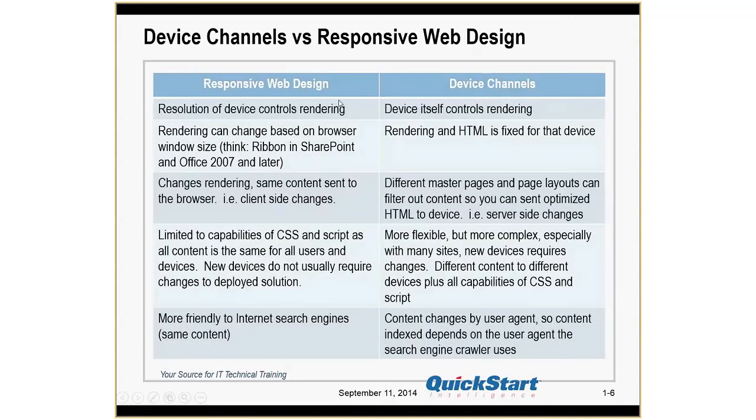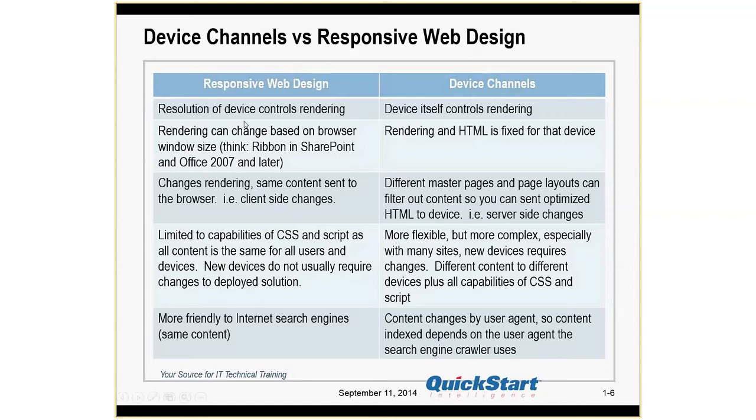Now, I'd like to compare responsive web design using cascading style sheets and JavaScript with device channels. And I want to emphasize here that you are not restricted to choosing one or the other. You can actually mix these. For example, you could use responsive web design for a lot of your initial design and control, but use device channels where it's most useful, targeted to specific devices.